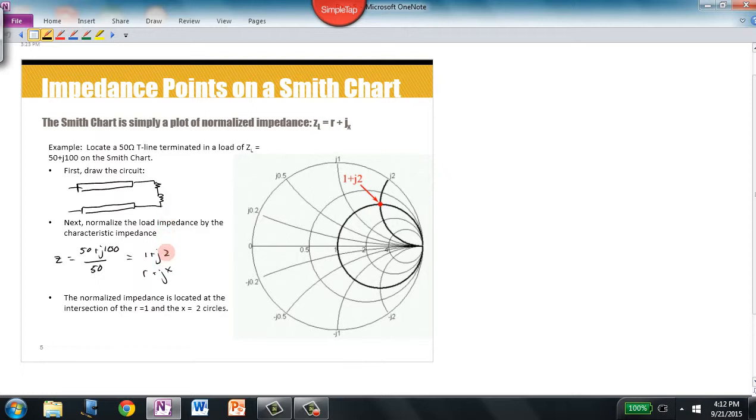Next, you find your lowercase x. In this case, it was 2. We also have to look at the sign to know whether we're above or below the real axis, so we look for the positive 2 arc. That's the 0.2 arc, the 0.5 arc, the 1 arc, the positive 2 arc. We darken that up and find where those two lines intersect, and that is the 1 plus j2 point. That's all there is to plotting points on the Smith chart: normalize and then find the intersection of the r and the x circles. It's pretty simple.